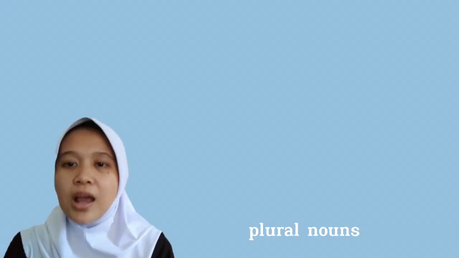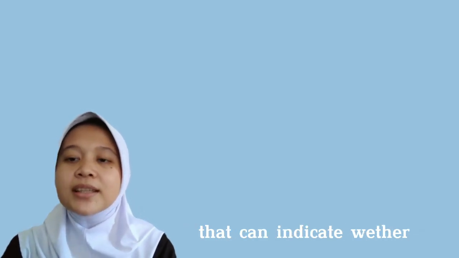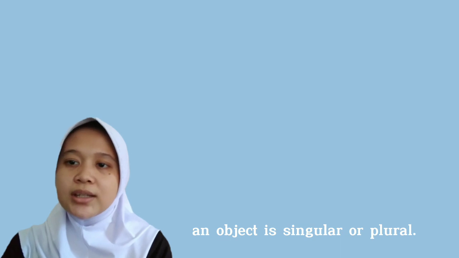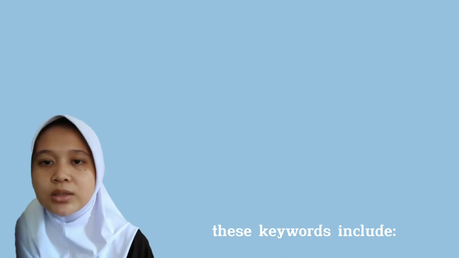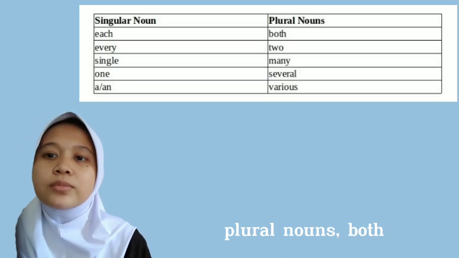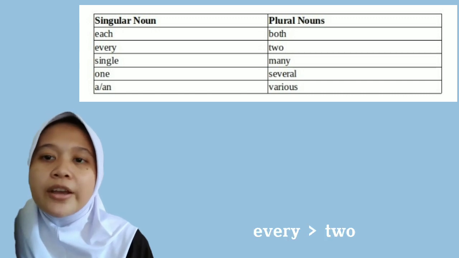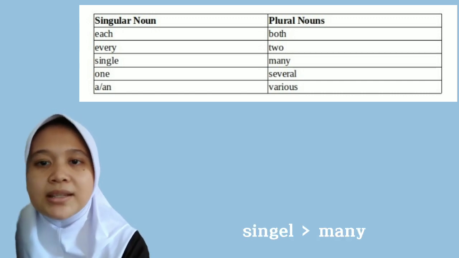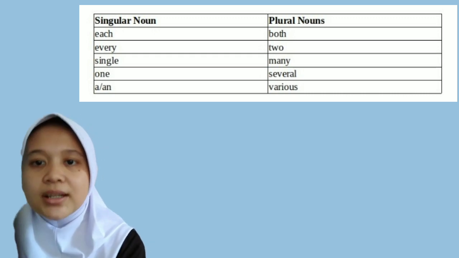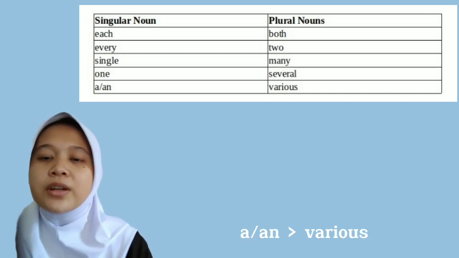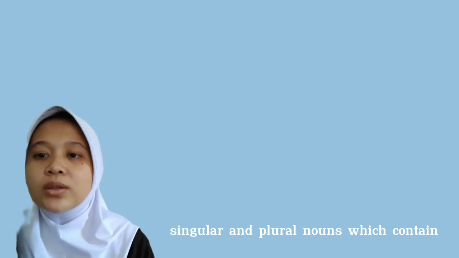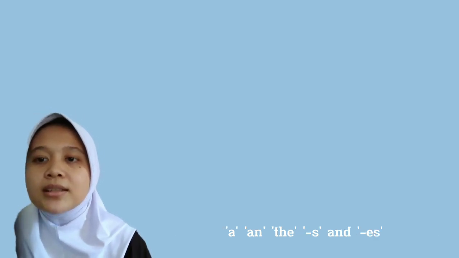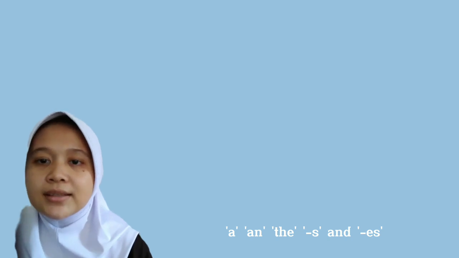Next, keywords for singular and plural nouns. There are several keywords that can indicate whether an object is singular or plural according to Phillips. These keywords include singular nouns: each, a or an, one; plural nouns: both, every, two, many, several, various. After discussing the various singular and plural nouns which contain a, an, the, s, and es.